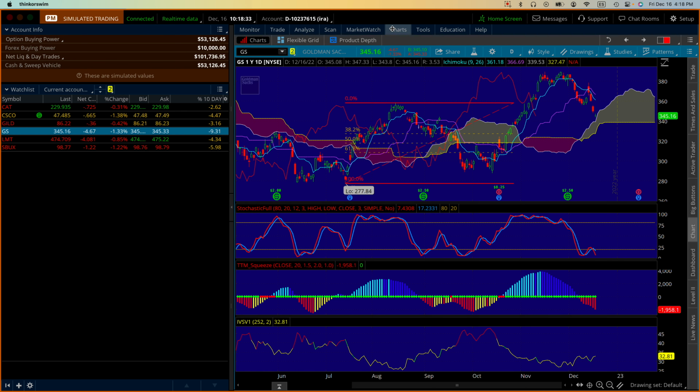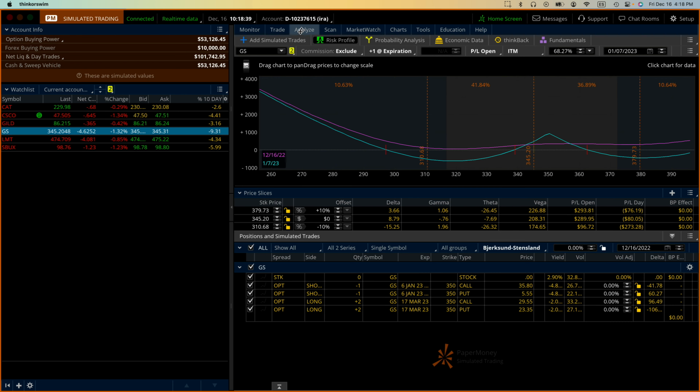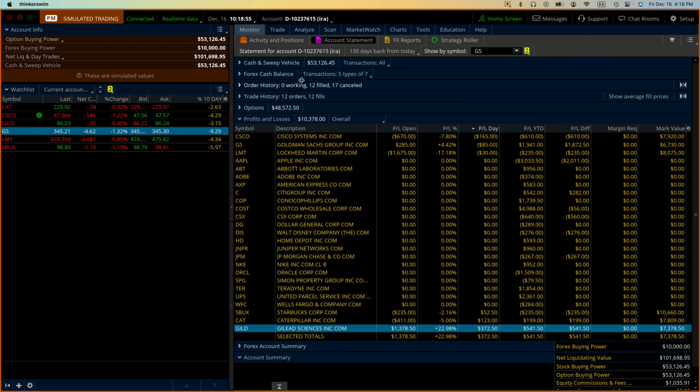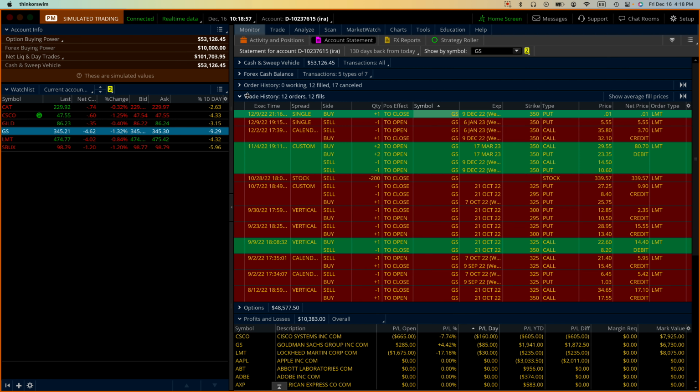A quick look at the chart. Oh yes, been declining very strongly. Volatility is picking up. So let's go to the Analyze tab. And here we are at the middle, in the middle of the cone here. And today a little bit of a loss, but so far it's been doing great. Okay, so let's go to the monitor tab. Again, we'll see how many trades we've done here.